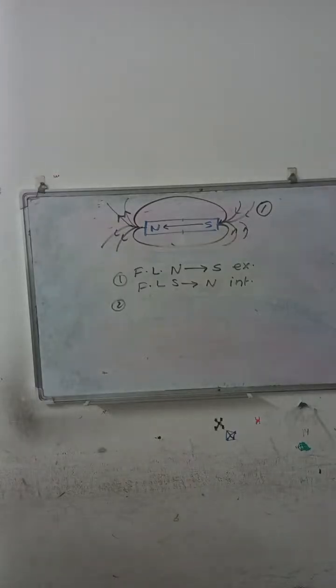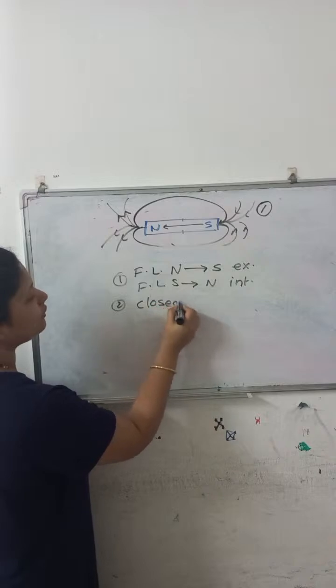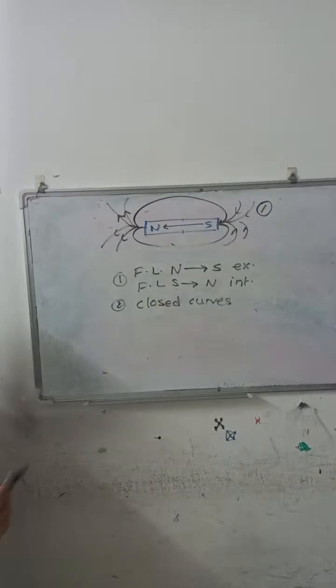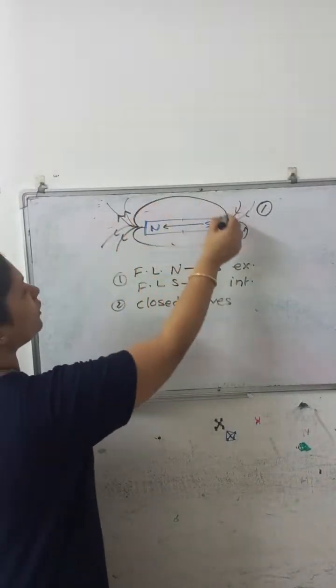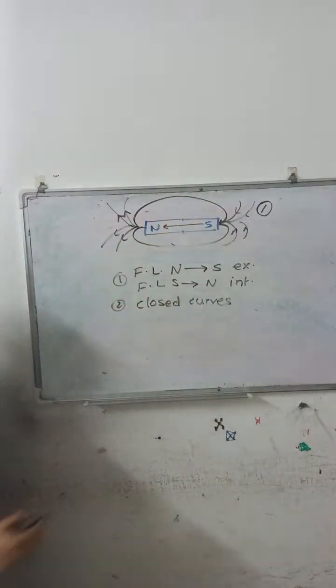The second property is nothing but what? The field lines are closed curves. These are nothing but closed curves. This is second, because you can observe here they are going from north to south and again from south to north. That means they are forming the curves over here.